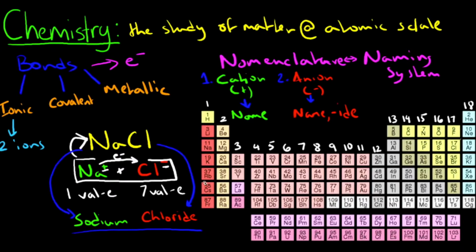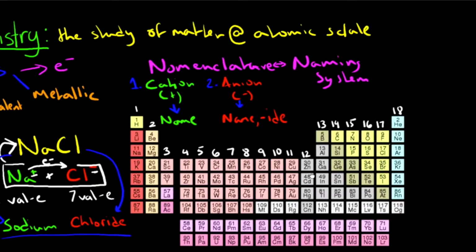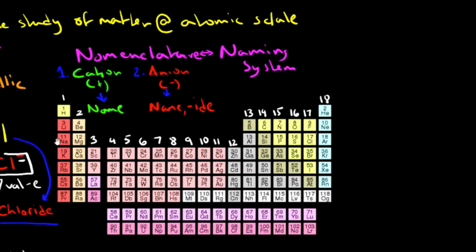Now that you know the basics of how ionic bonds are formed and the naming system behind them, we can move on to deeper and more complicated concepts. One of those concepts is variable ions. So what are variable ions? Well, they have to do with the cations that make up ionic bonds.